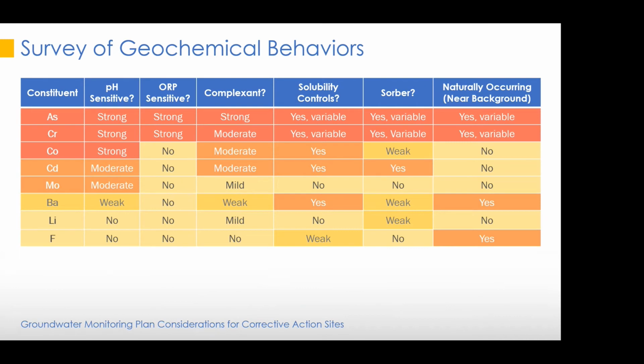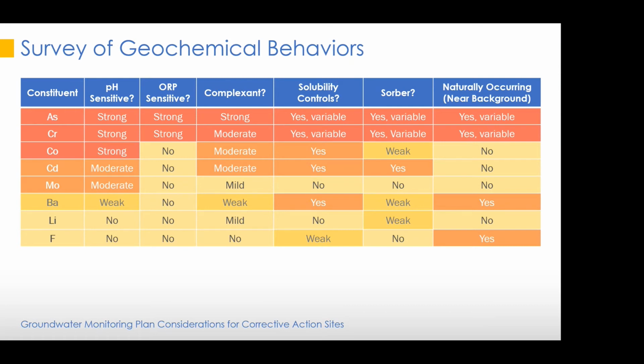So what about the metals and the cations and anions that we look at? They have different chemical behaviors. Some of them are pH sensitive. pH is a measure of the acidity in the groundwater. And the ones that say strong, that means that the way they interact with solids and surfaces in the subsurface and their solubilities are highly variable with pH.